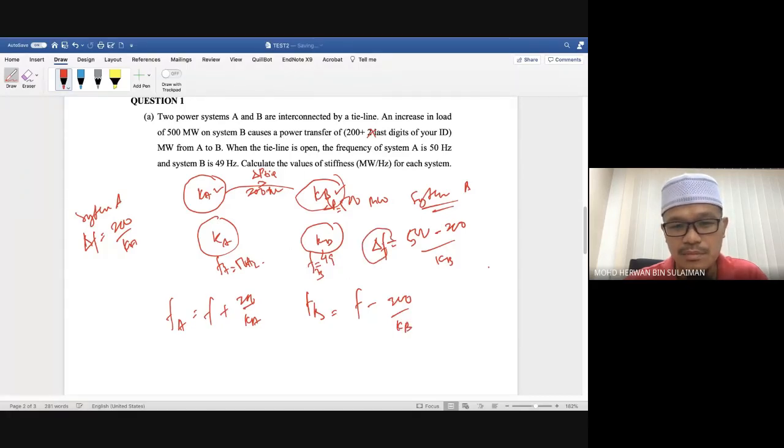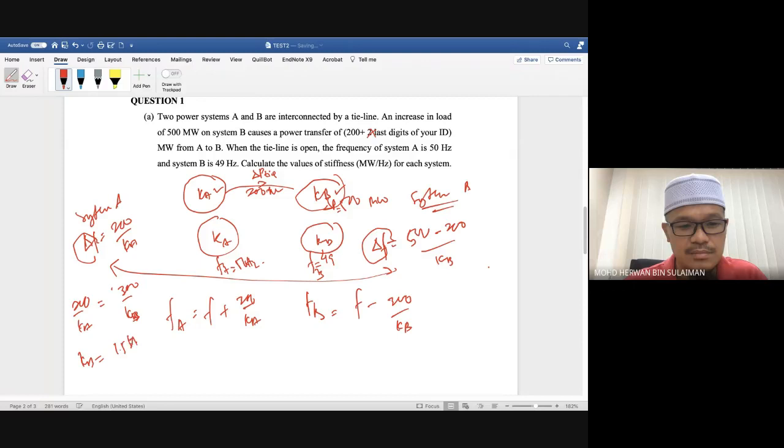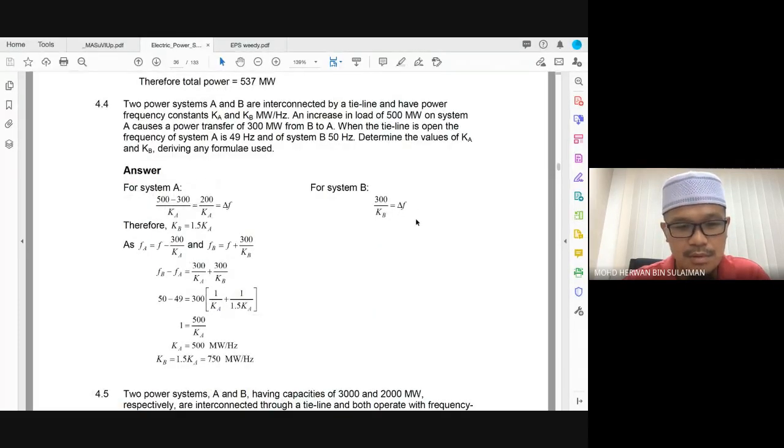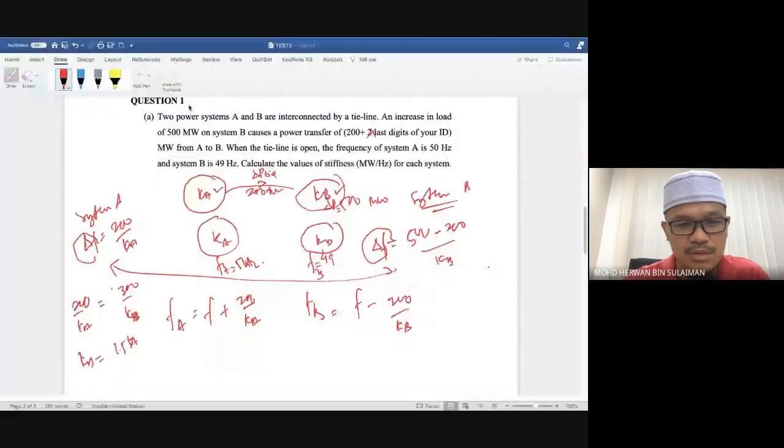So from here you can equate them, make them the same. So 200 over KA equals 300 over KB. Okay, so you get your KB equals 1.5 KA. Here it is 500 minus 300, and going back, it is the same, right? This one is 500 minus 200. Same.